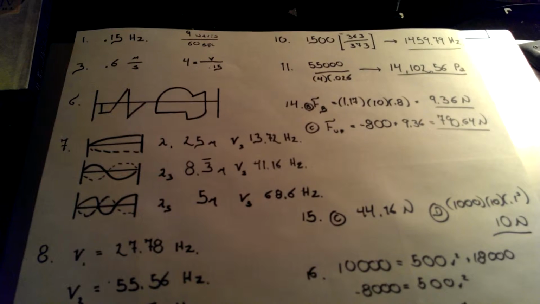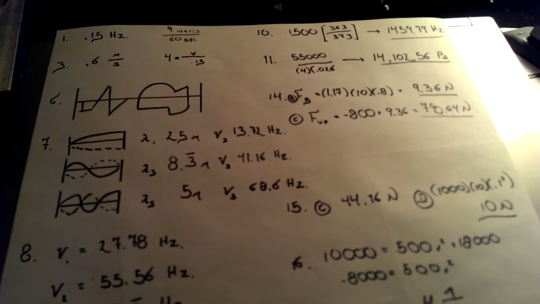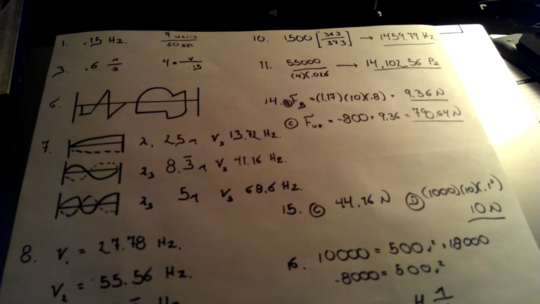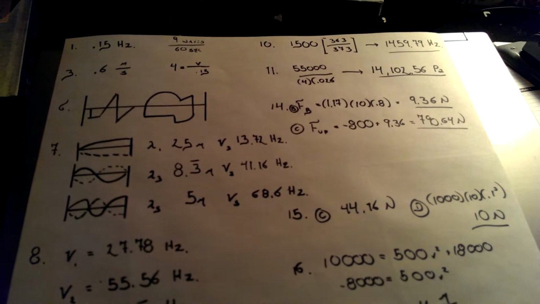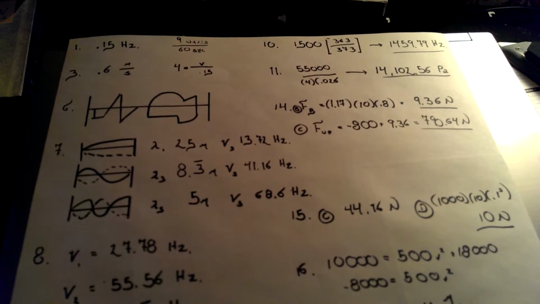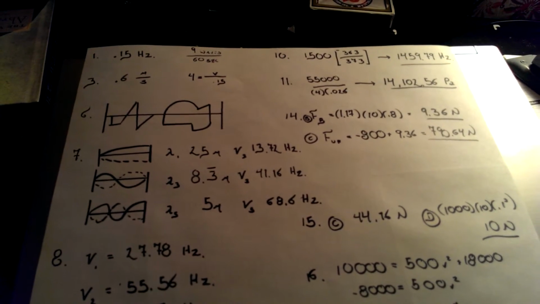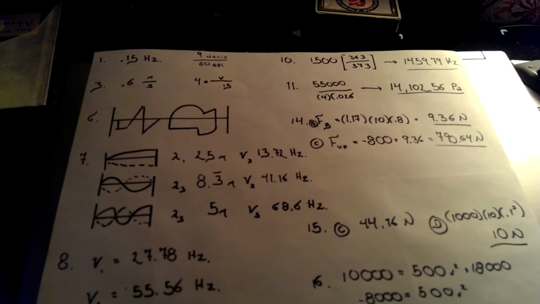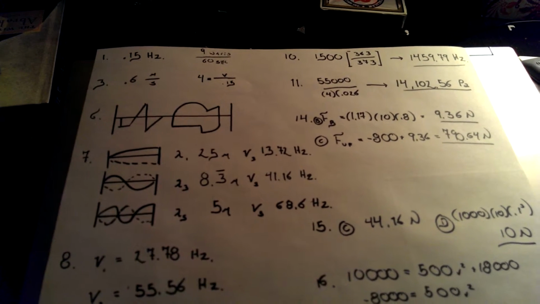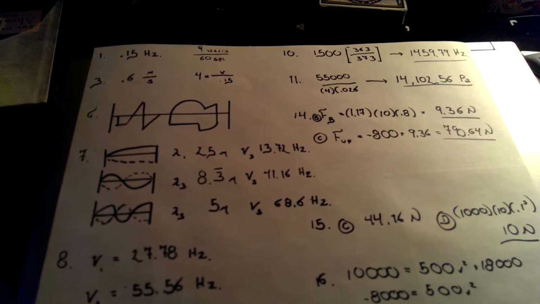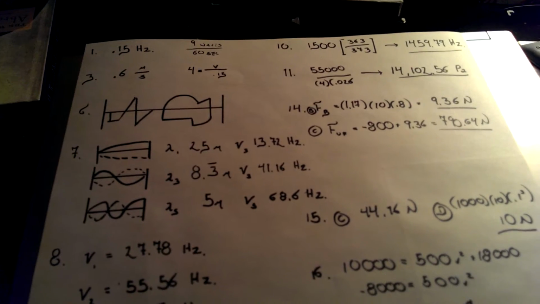Number 14, B, we're trying to find the buoyant force. So the buoyant force is PGV. So we have the density, which is 1.17, force of gravity 10, and the volume, which is 0.8, and that all gives you 9.36 newtons. And they're trying to find the upward force. So the force of gravity is negative 800, and the buoyant force is 9.36. So you just add those together, and the rest of it has to be the upward force.